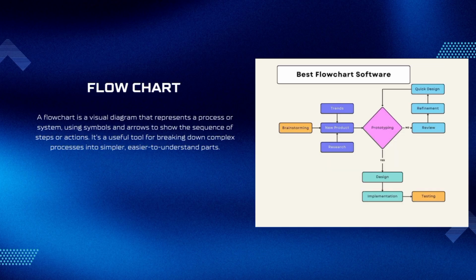Here is a flowchart. A flowchart is a visual diagram that represents a process or system using symbols and arrows to show the sequence of steps or actions. It's a useful tool for breaking down complex processes into simpler, easier to understand parts.